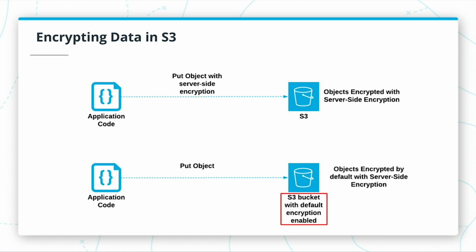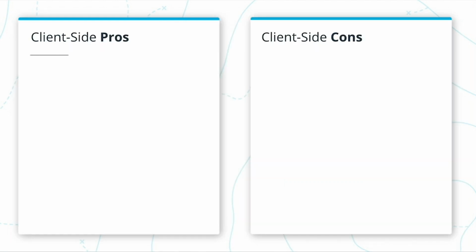We can also configure S3 buckets with default server-side encryption. With default server-side encryption enabled, the S3 service takes care of the encryption of the data on the underlying infrastructure. As a best practice, we want to ensure that S3 server-side encryption is enabled by default for all buckets so that the encryption logic can be encapsulated from the application code. So, client-side or server-side, which one should be used?